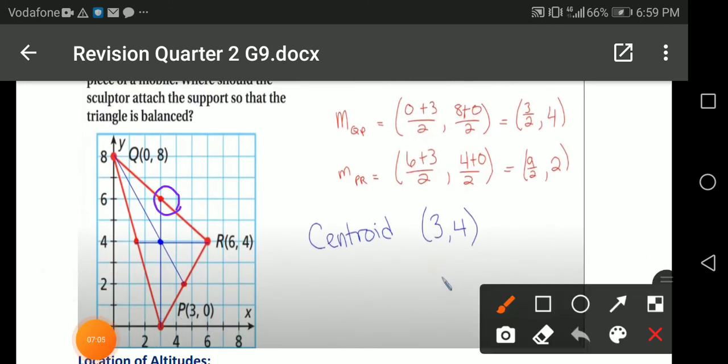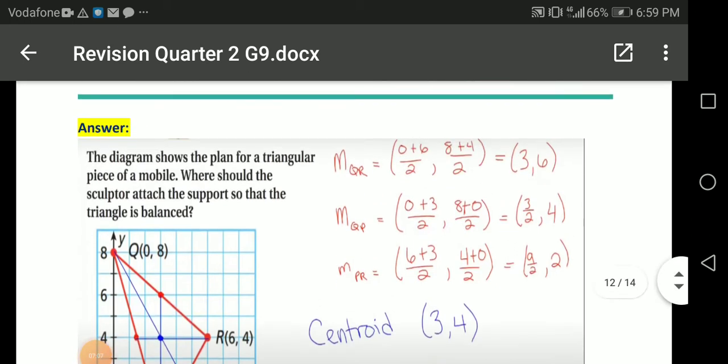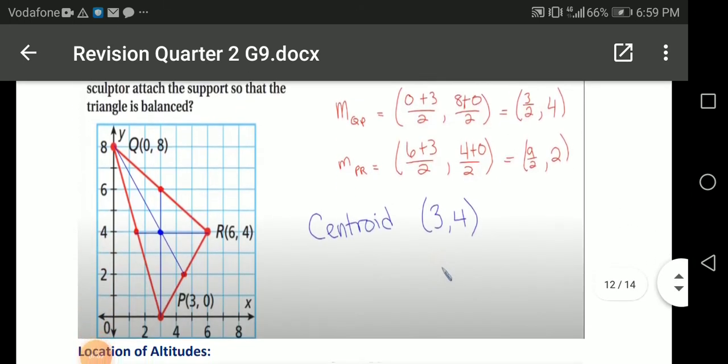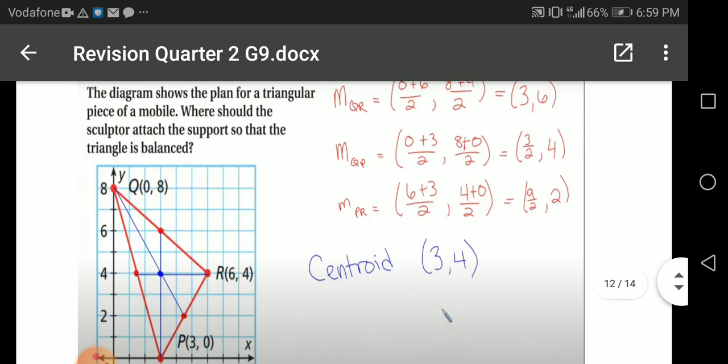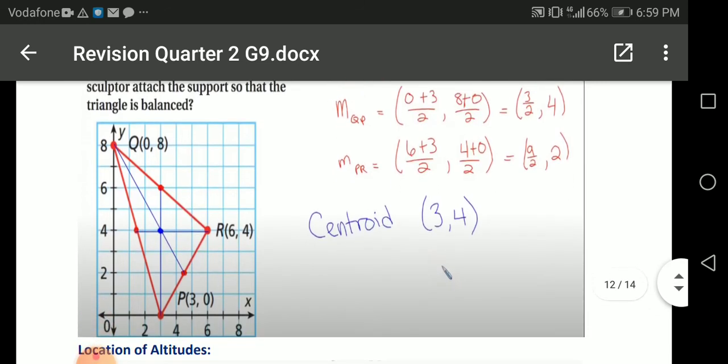After getting here, the first one is 3, 6. So I'm going to draw, look with me here, 3 on the x-axis, and then 6. Go up, up, up until 6. And here, 3 over 2 and 4. 3 over 2 and 4. It means what? 3 over 2?